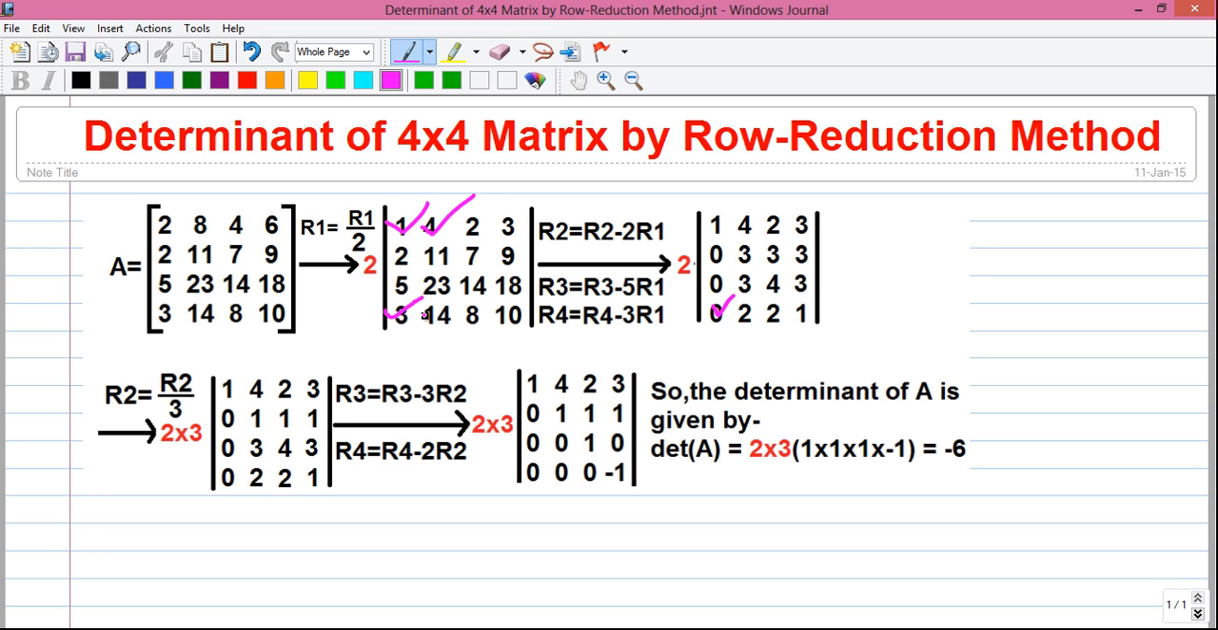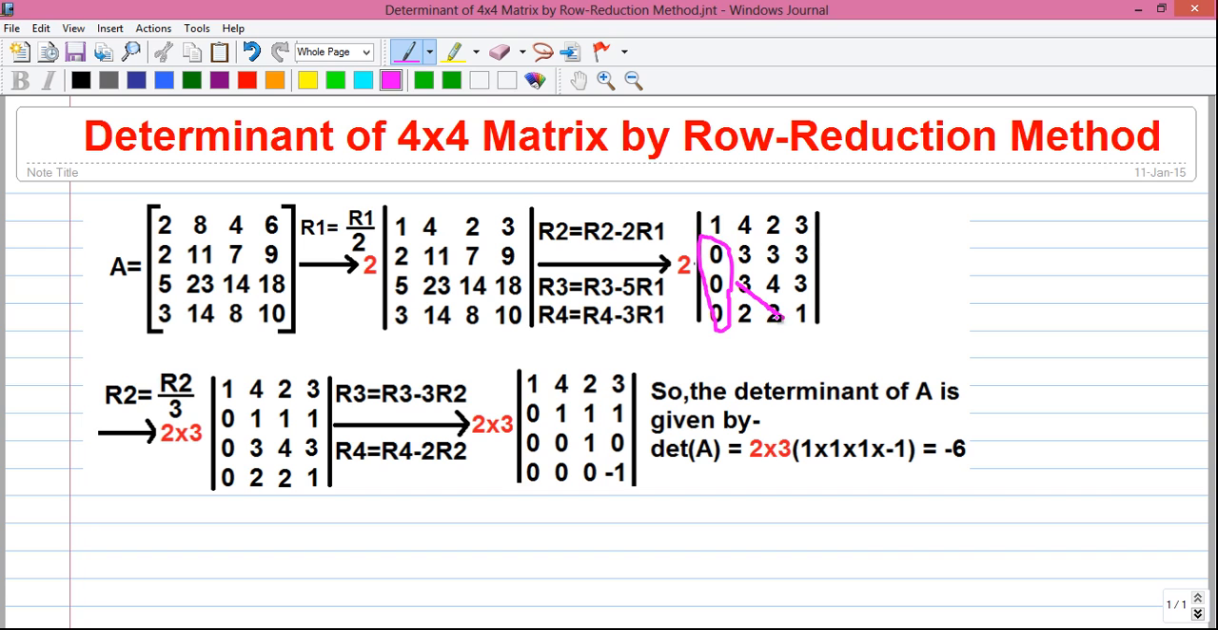4 into 3, 12, subtracted from 14 is equal to 2. So 2 into 3, 6, subtracted from 8 is equal to 2, written here. And 3 into 3, 9, subtracted from 10 is equal to 1, written here. So we have got 3 zeros in these positions.